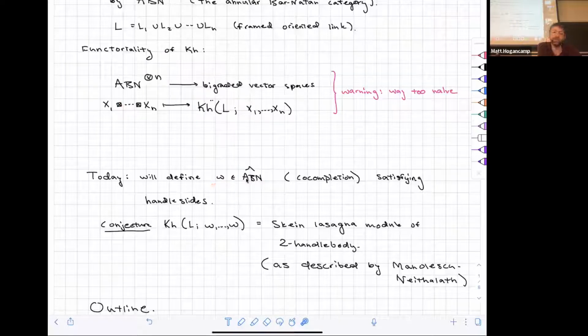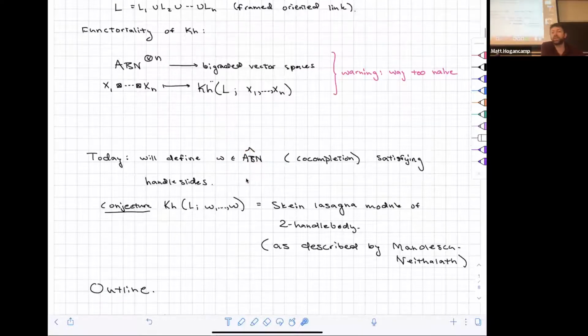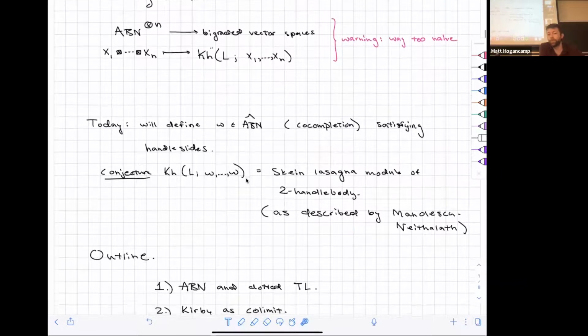It may not be the only sort of thing you can do, but it will be invariant under handle slides, which we think is very cool. But it's not actually going to live in the annular Bar-Natan category. It's going to live in some co-completion. So the thing that I define will be a co-limit of sort of finite things. So it's not going to be an object. It'll be an ind-object, if you know what those things mean.